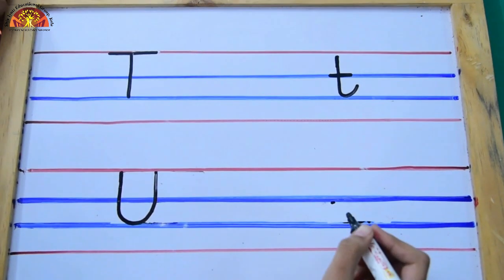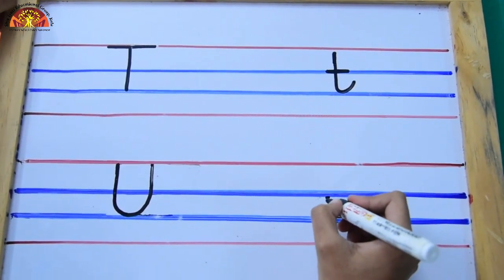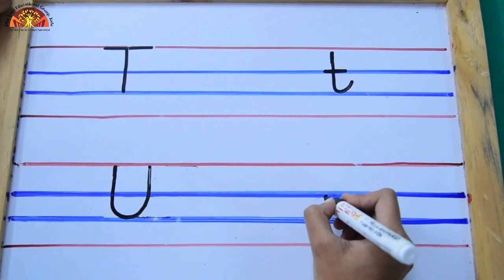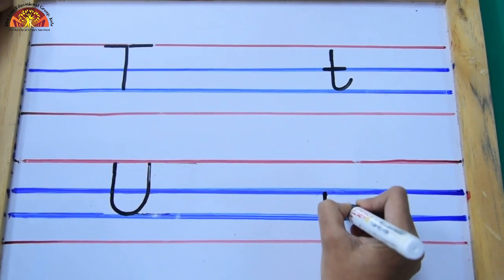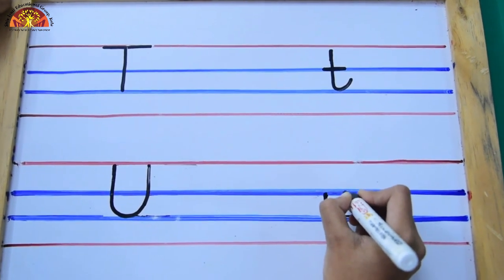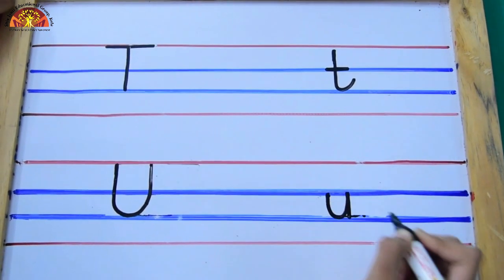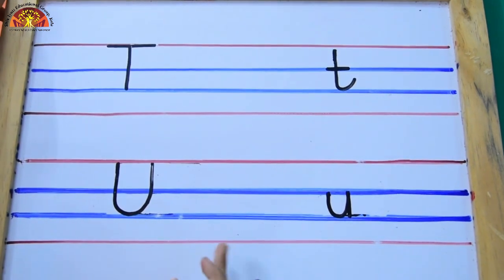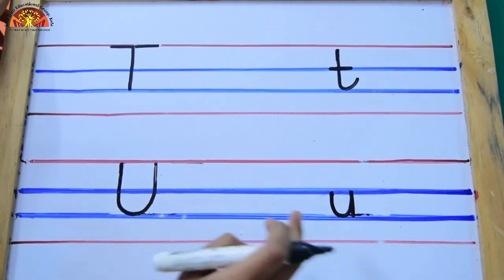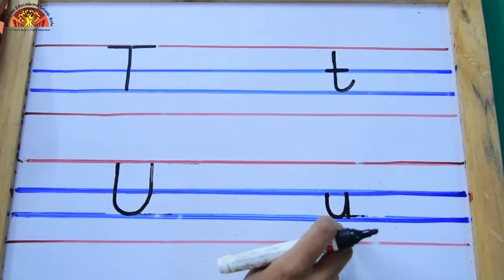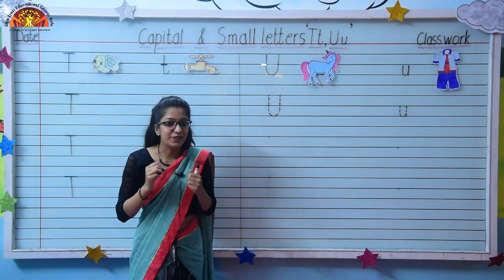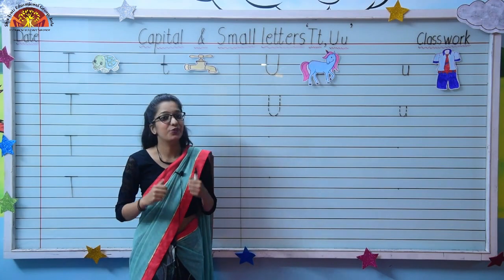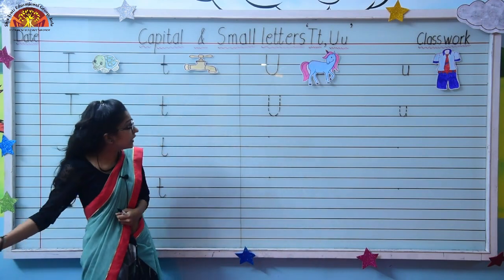Now let's write small letter U kids. We have to start from the second line. Draw a standing line. Curve, standing line. Come down with the same line and touch it. So this one is capital letter U and this one is small letter U. Now we will do tracing of capital letter U.